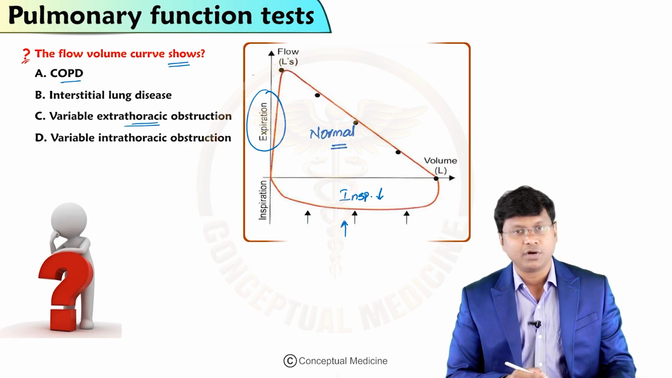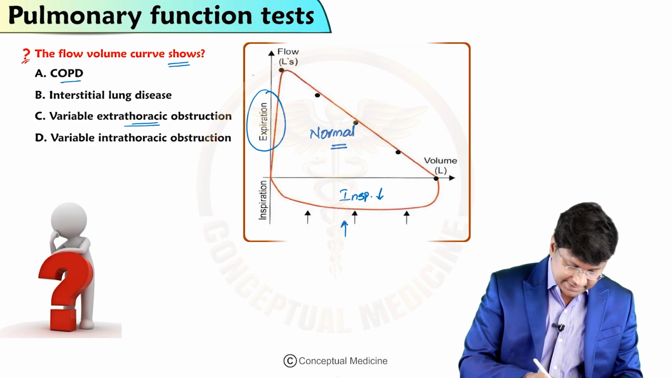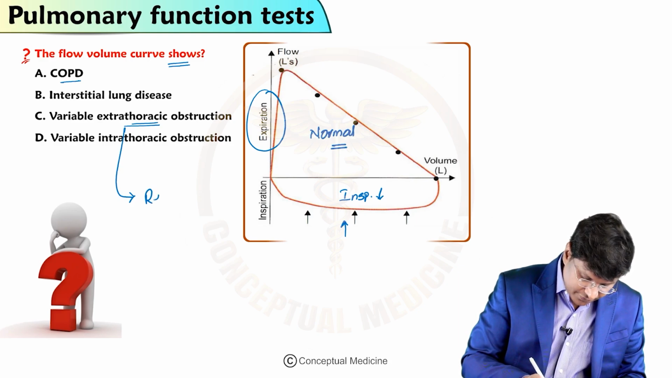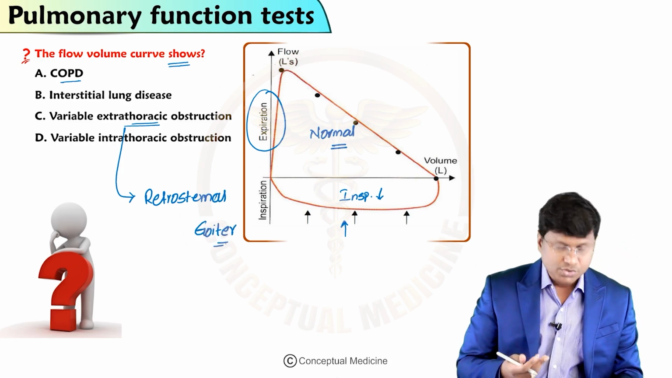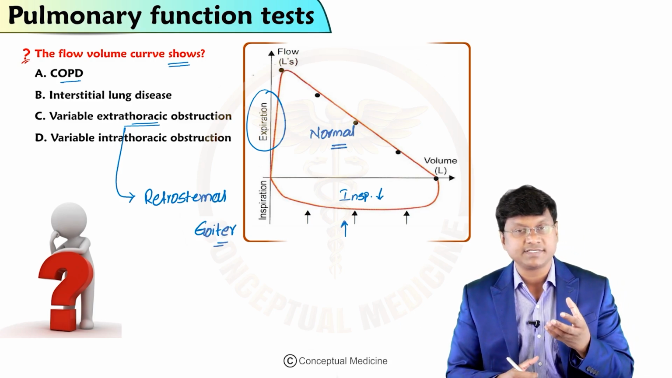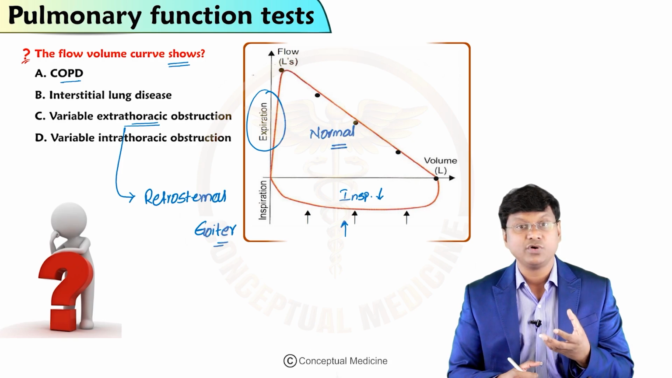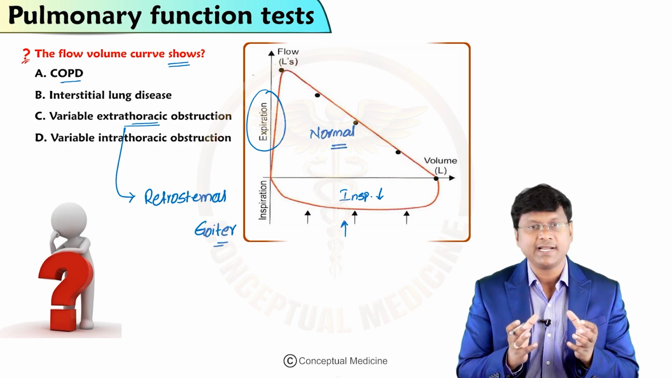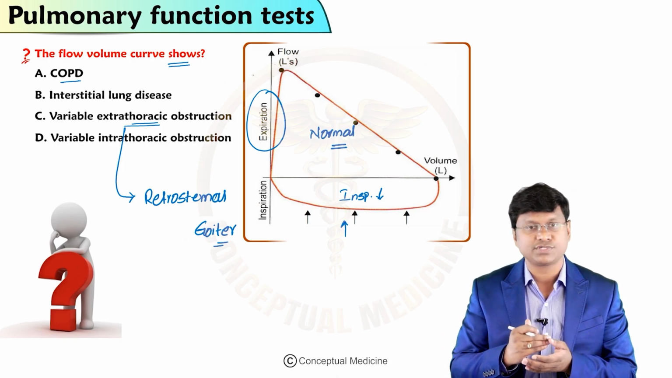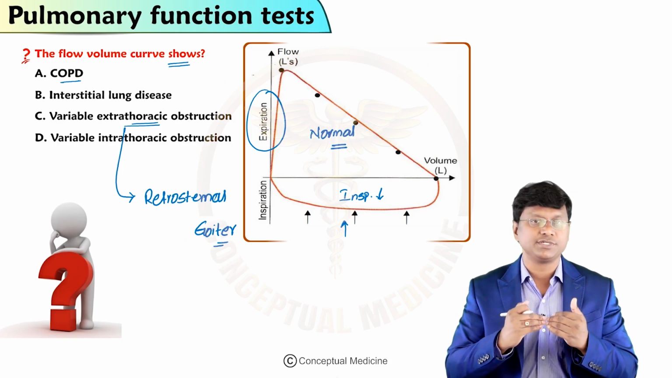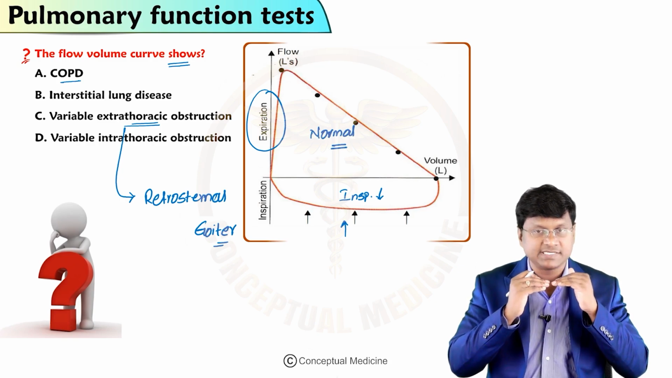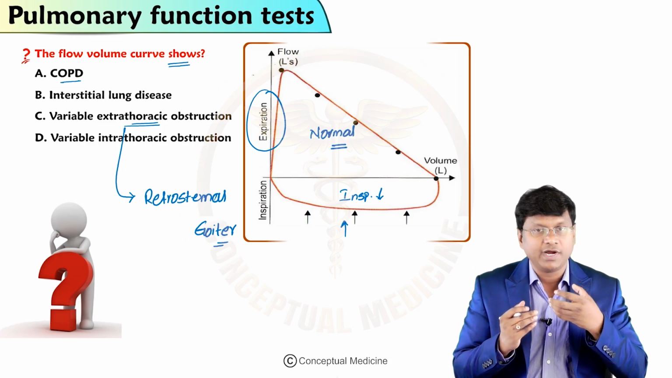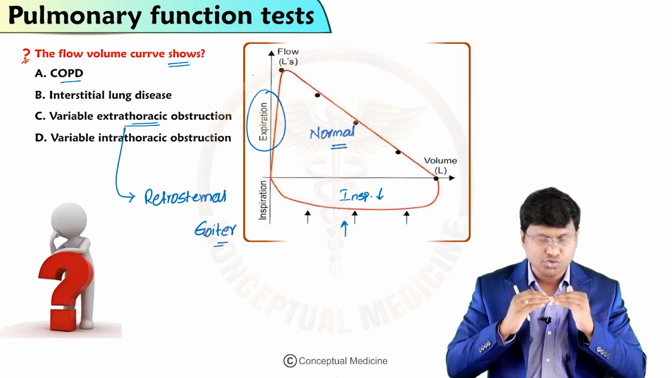Now, what is the example of the variable extrathoracic obstruction? That is the presence of a retrosternal goiter. Right, that is the presence of the retrosternal goiter. So what is this retrosternal goiter? Goiter is nothing but a swelling of your thyroid gland. Right, it is a swelling of your thyroid gland. So when the thyroid gland is swollen and present retrosternally, during inspiration, what will happen? As the trachea is moving down, even the goiter which is attached to the trachea also moves down.